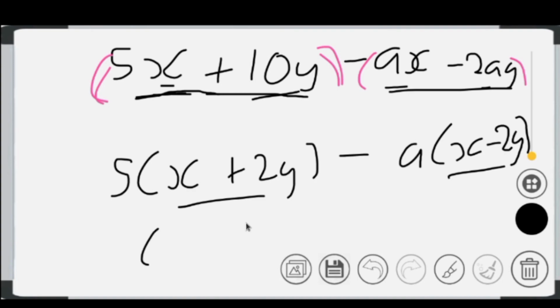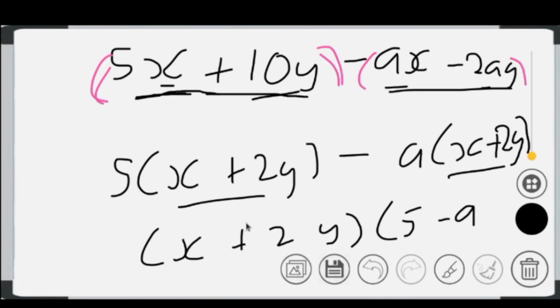We take out the brackets, which is x plus 2y. No, this is supposed to be plus, right? x plus 2y, and then what are we left with? We're left with 5 minus a, right? You're left with 5 minus a. Then there you are. We are done. So there is your factorized value.